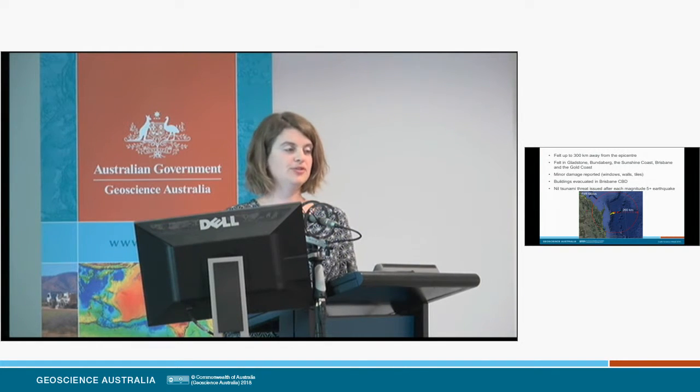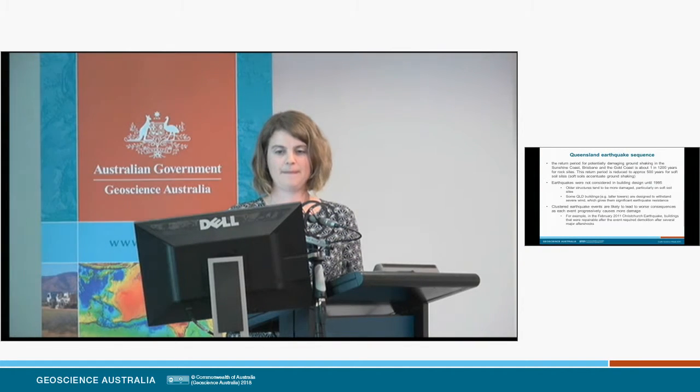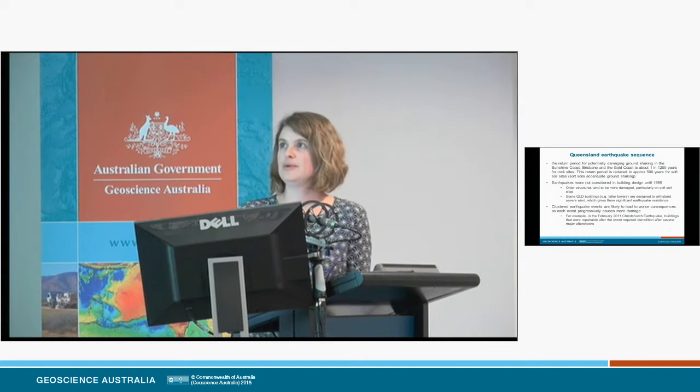We issued a nil tsunami threat after each magnitude 5 event, and this is because of where the earthquakes are located, and there's a history of earthquakes in that area, and also because of the location on the continental slope. We didn't know whether there was going to be potential for a higher magnitude earthquake following the events. So it was a precautionary measure to issue the nil tsunami threats.